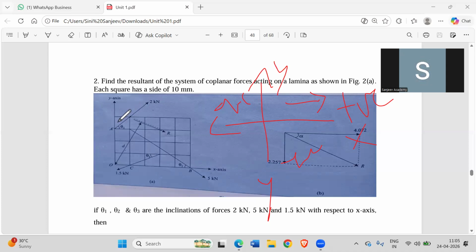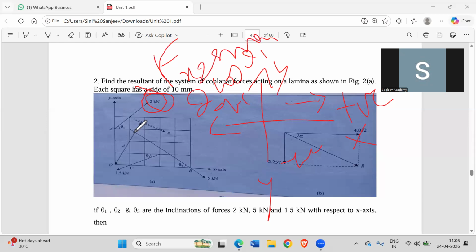Then coming to the force. What is the force here? For example, here I'm taking 2 kilonewton. And what is angle theta 1? So what is my horizontal component? Fx is 2 cos theta 1. What is my vertical component? 2 sin theta 1, that is Fy. So Fx is horizontal and Fy is vertical. I hope you are clear with this concept.